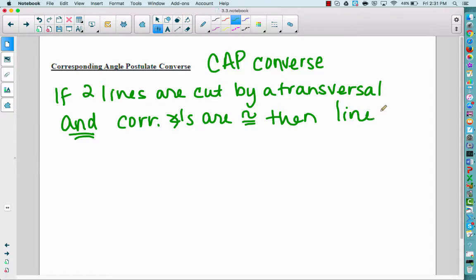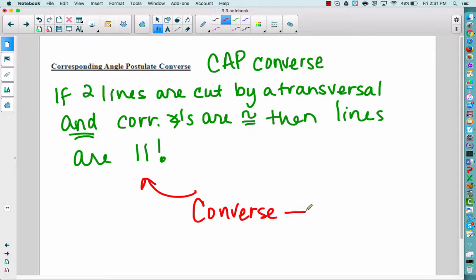The lines are parallel. There's my symbol for parallel again. So we always use the converse when we're proving parallel lines. So converse, parallel lines.